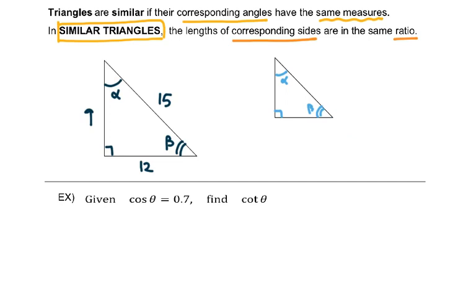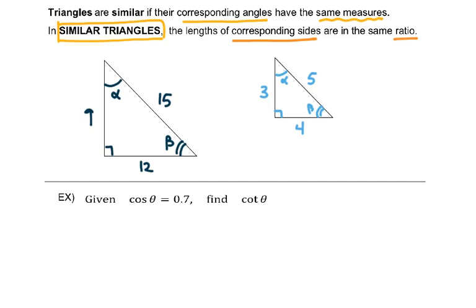we might be able to say that 9 could become a 3. It'd be 1/3. And if the 9 became a 3, 15 divided by 3 would become 5, and 12 divided by 3 would become 4. So these are two similar triangles, and all of the corresponding sides are in the same ratio. And we can prove this.